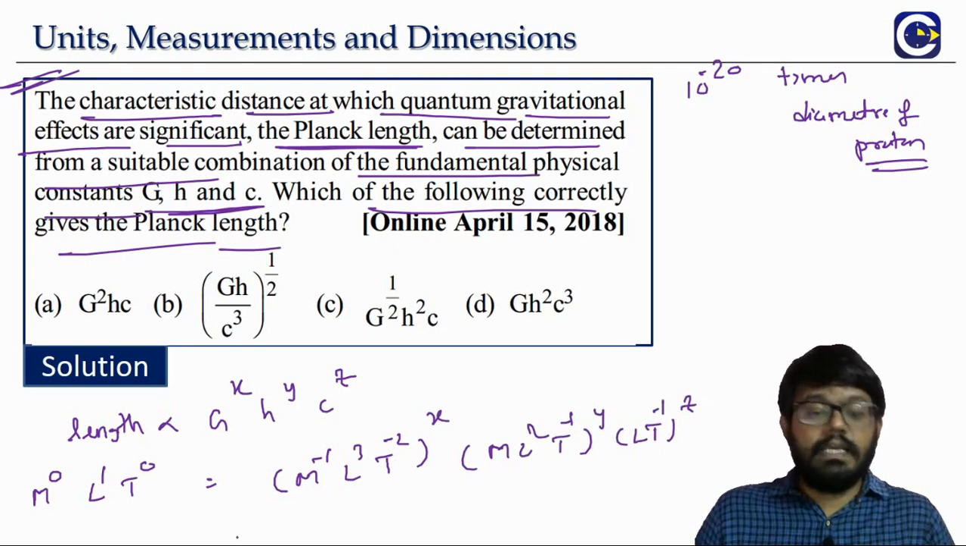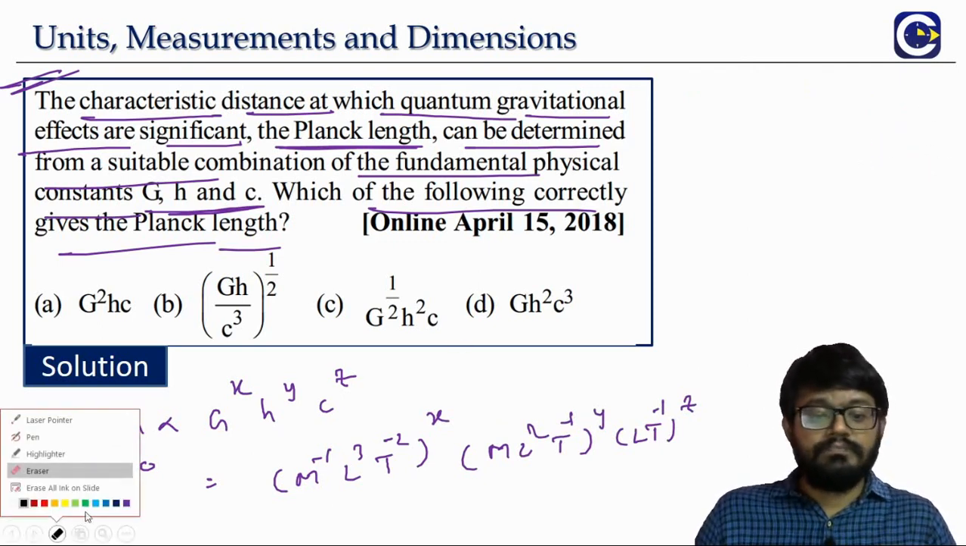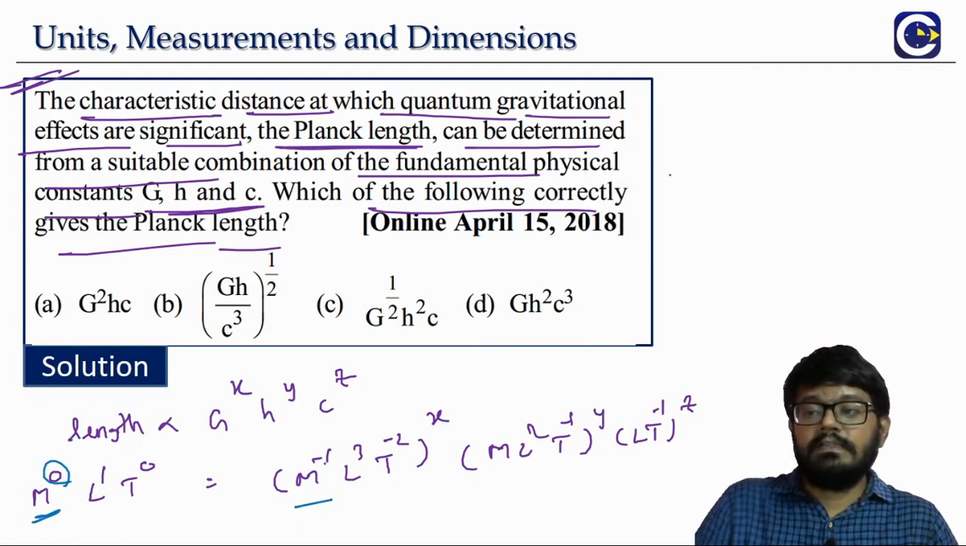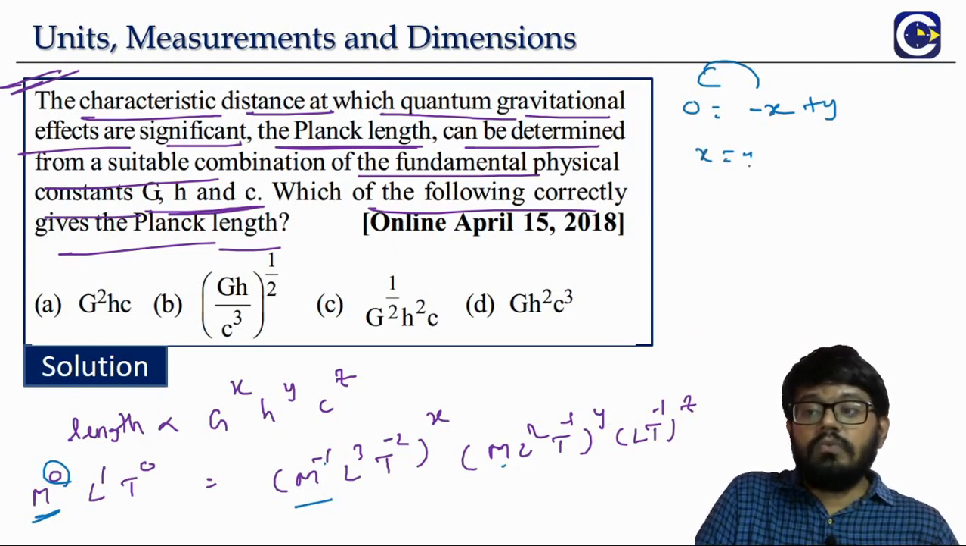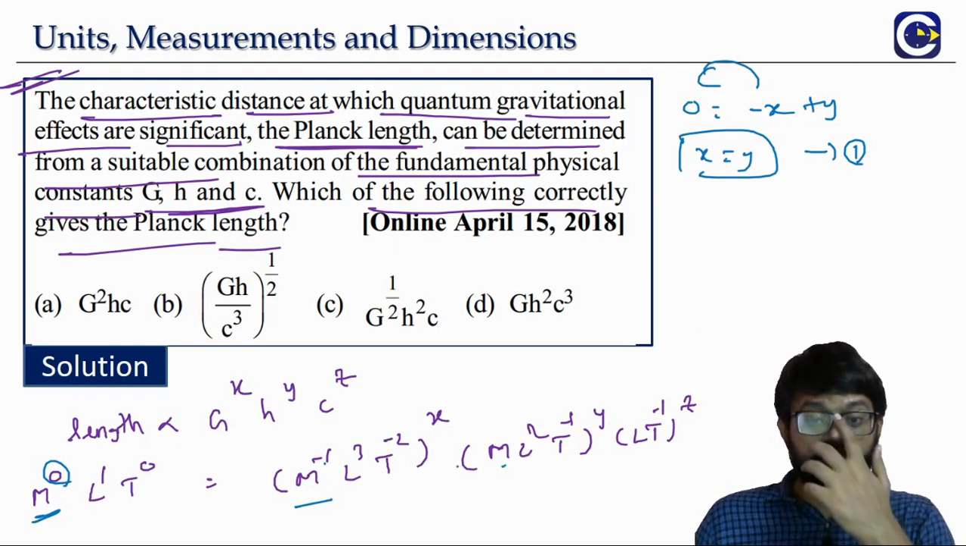Next step is to aggregate. Aggregate means we take all the powers of M together, all the powers of L together, and all the powers of T together. Then we equate the powers on both sides. Look at this: what is the power of M on the left side? 0. Here it is M power minus 1, whole power X, times M power Y. So the left side is 0, and the right side is minus X plus Y. From here, X is equal to Y. So this is our equation 1.